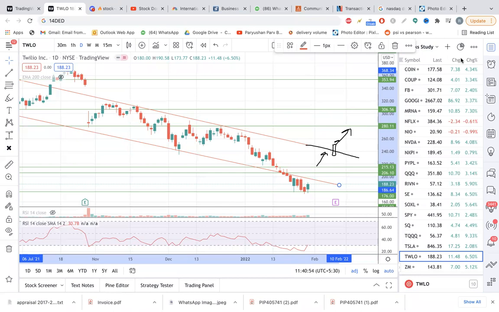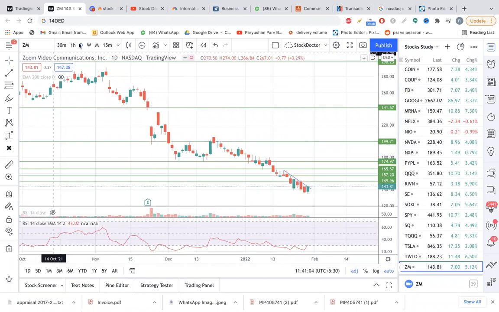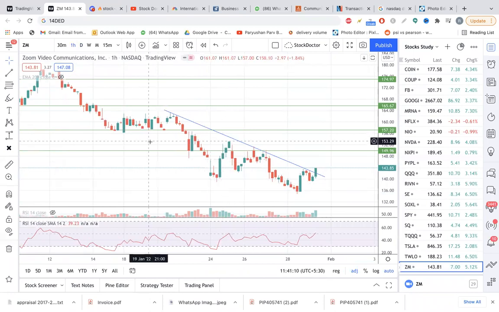So friends, these are very important levels which we need to monitor and act accordingly. It's all about patiently waiting for your levels, and once they come, then we need to act on it. Now here on Zoom, again Zoom has also given a breakout on the hourly candle, right? If it sustains, then there is a high probability that it can go back towards 150 and then 157. At this point of time, Zoom has support towards 135 on the hourly time frame.